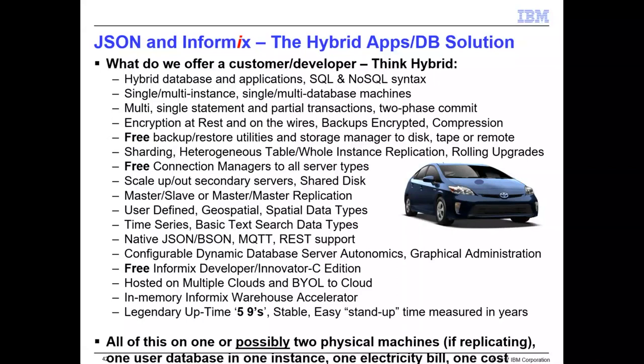In addition, if you want to do small scale production work, you can use Innovator-C for production. You can use Informix Developer to do full scale development. It's hosted on multiple clouds, or you can bring your own license to the cloud. You get the in-memory Informix Warehouse Accelerator, which gives query answers in milliseconds, processing at nanoseconds.